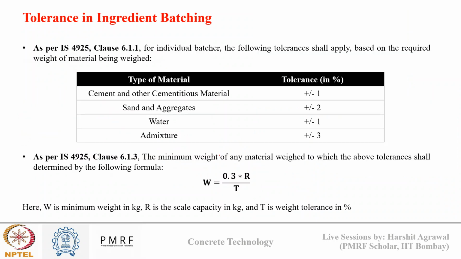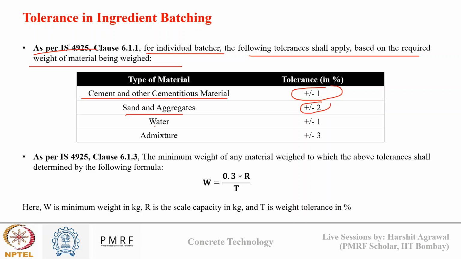Now, often when we do weigh batching, there are chances to record error in the measurement. So, the extent to which this error can be neglected is known as tolerance. As per IS 4954 (IS 14952), for individual batcher, the following tolerance shall be applied based on the requirement of material. For cement and cementitious material, 1% tolerance is allowed. For sand and aggregate, 2% tolerance is allowed. For water, 1% tolerance is allowed. And for chemical and mineral admixtures, 3% tolerance is allowed.